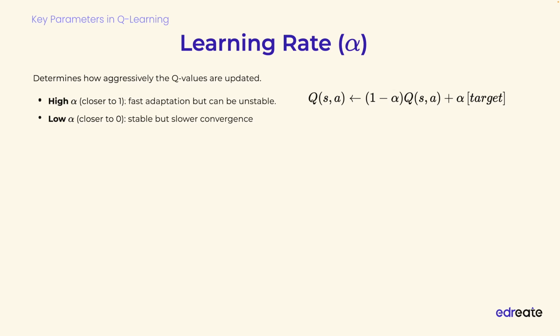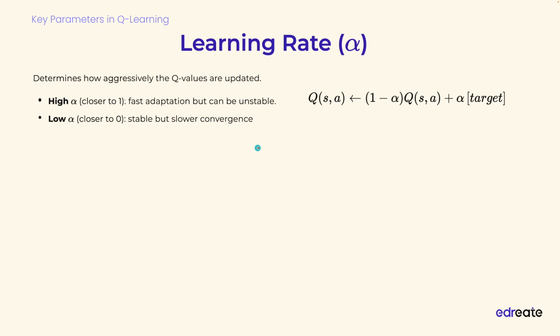You can see from this equation right here, if we have a high learning rate, we are putting more weight onto the target, which means that we are putting more weight onto the future. That means we are learning aggressively. If we have a low learning rate, meaning it's closer to 0, this would mean that we are putting more weight on what we know already, that is the current Q value.